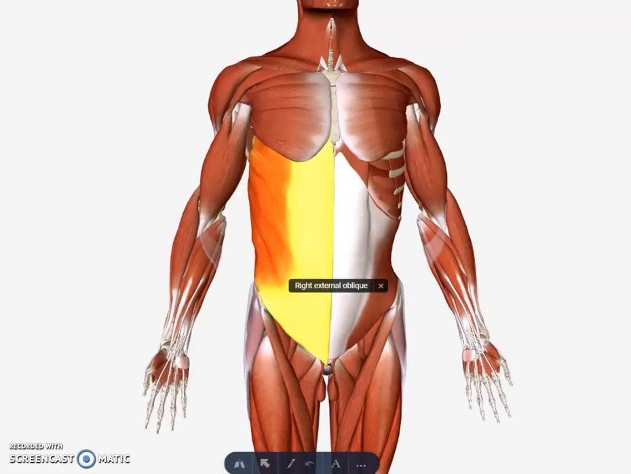This is the external oblique. The function is lateral flexion and rotation of the torso. The origin is the 5th to 12th ribs, and the insertion is the xiphoid process, iliac crest, and pubis.